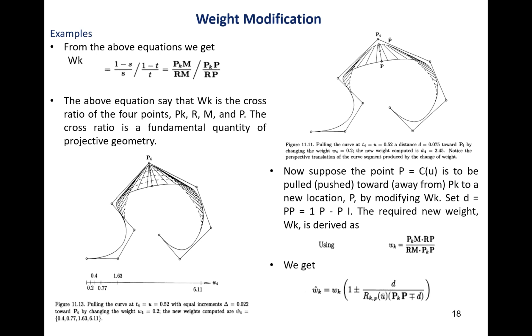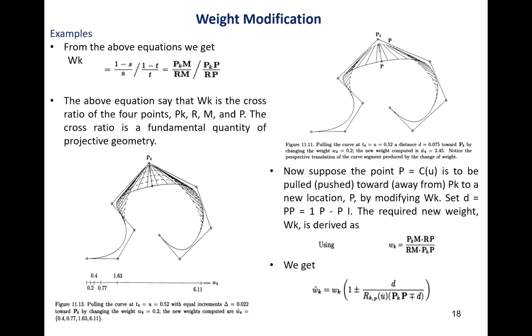So by reducing all that from the above equations, we get WK equal to as shown. The above equation says that WK is the cross ratio for the 4 points PK, R, M, and P. The cross ratio is a fundamental quantity of projective geometry. These two examples show the pulling of the curve at a specific point with equal increments, by changing the weights from a specific weight to another weight, generating new weight components.